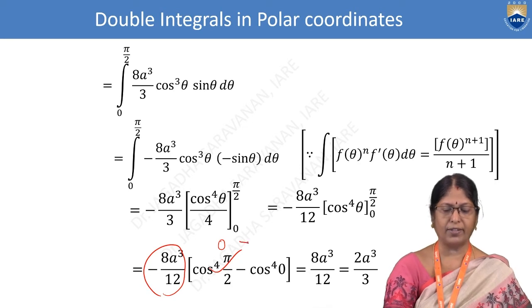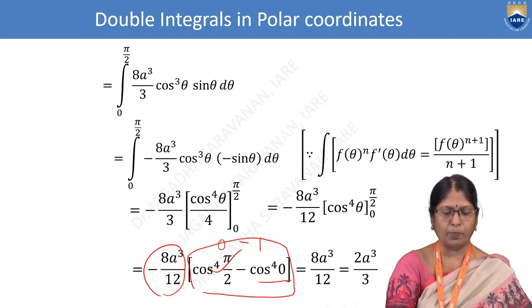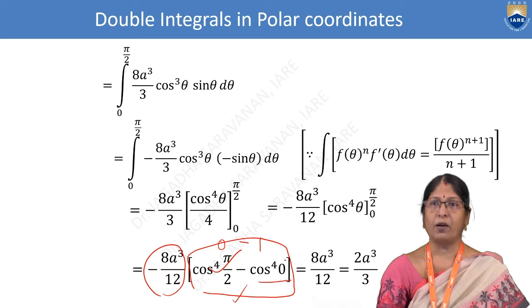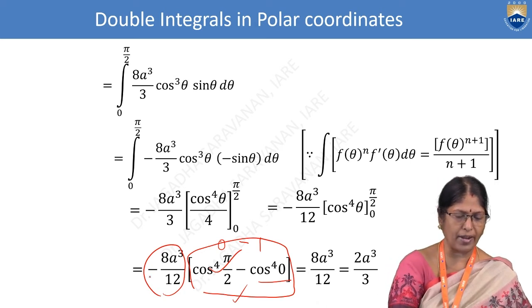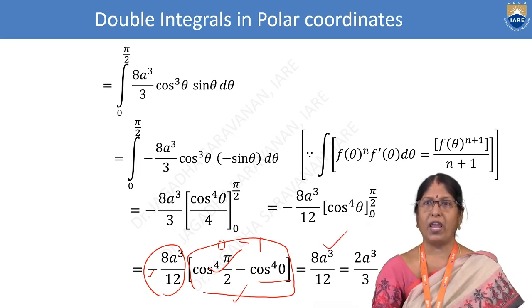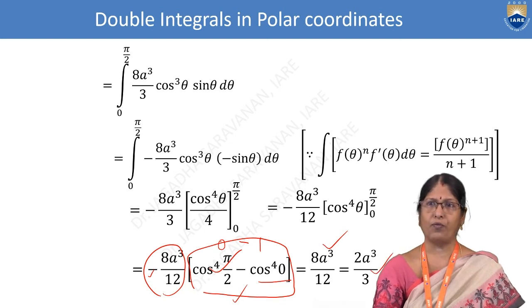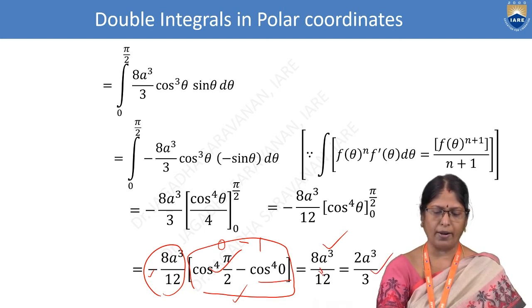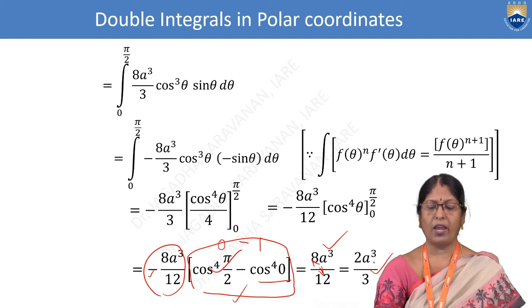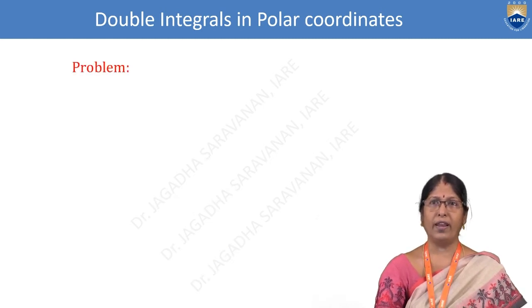This minus sign stays as it is. Cos 0 is nothing but 1. So after substituting the limits, this particular place we are getting minus 1. Already the minus sign is outside. Put together it has become 8a cubed by 12. We give the result in the lowest form, taking 4 as common and cancelling, so 2a cubed by 3 is the result. We got it. So we will concentrate on the next problem.